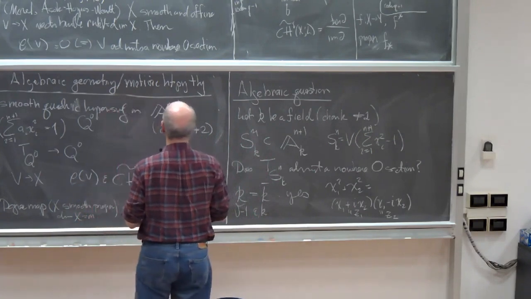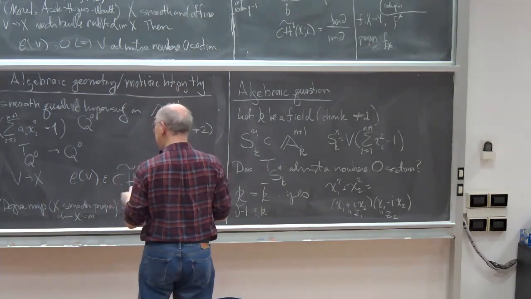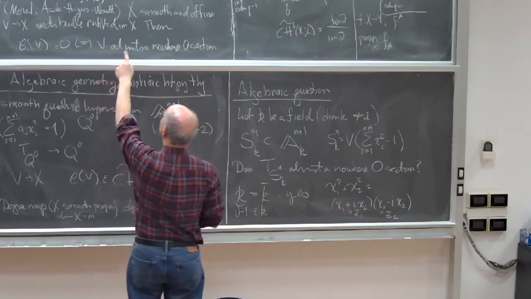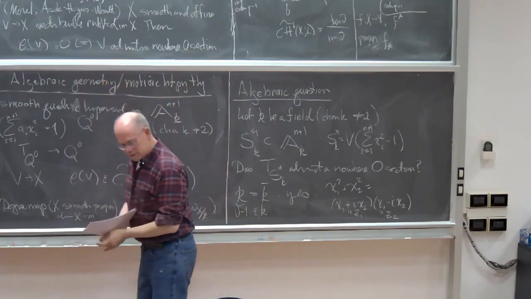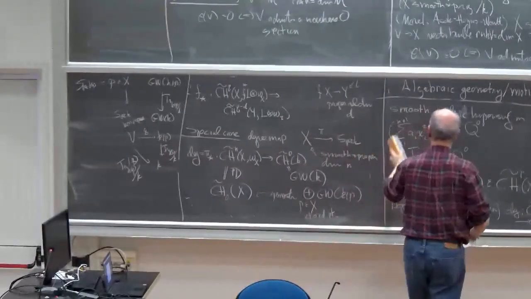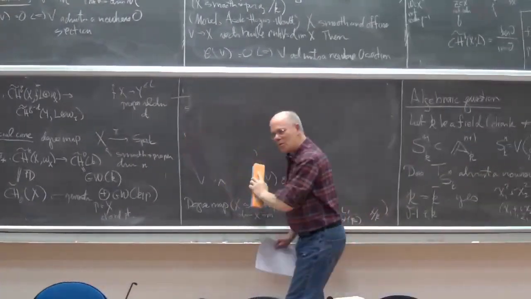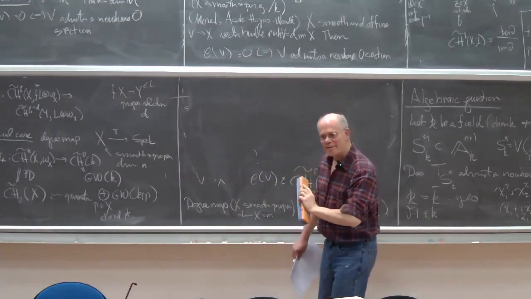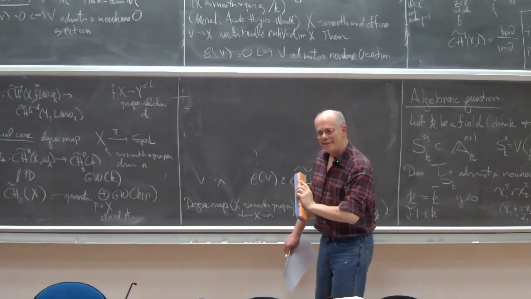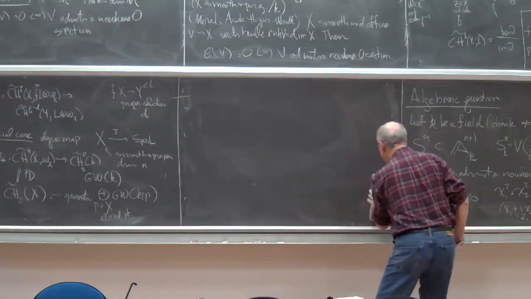Let's see, we're going down our list. We had somewhere the Euler characteristic. That's the degree map. We had the Euler characteristic, so let's say something about that. So, how am I doing for time? What have we got? Great. Oh, wow. Never have this much time.